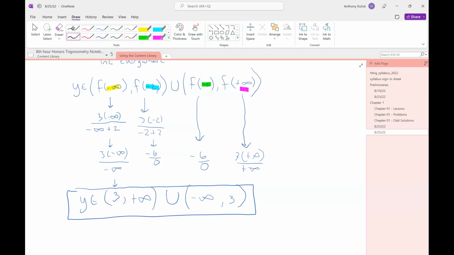Like before, when I didn't want to do 3 times negative infinity is negative infinity, because I had the infinity over the infinity and I was like, I need to deal with this separately. It's hard. It's okay. Here's the good news.